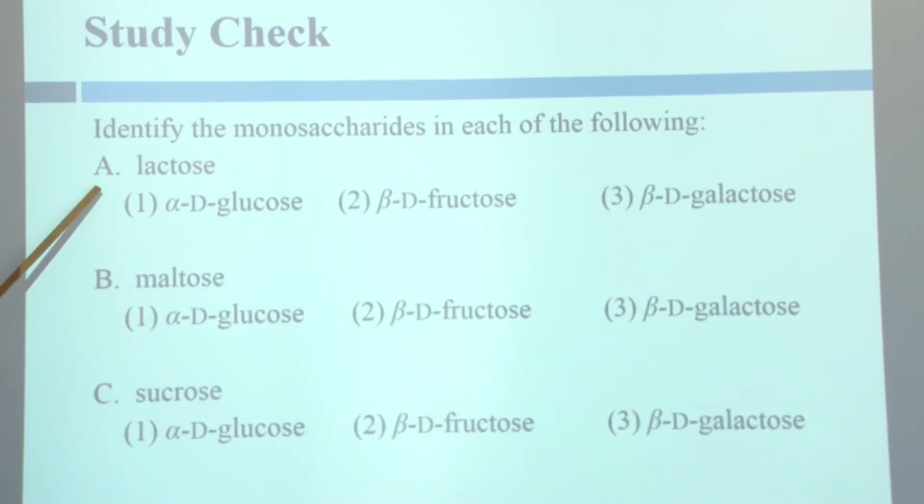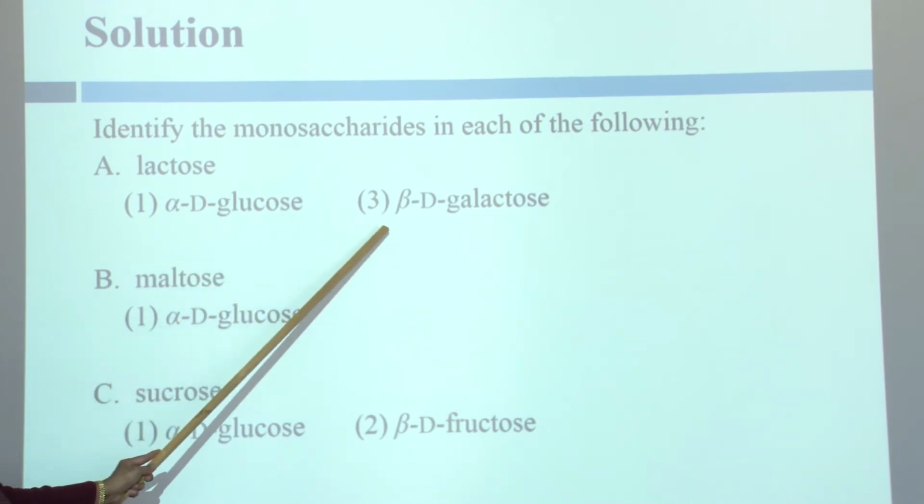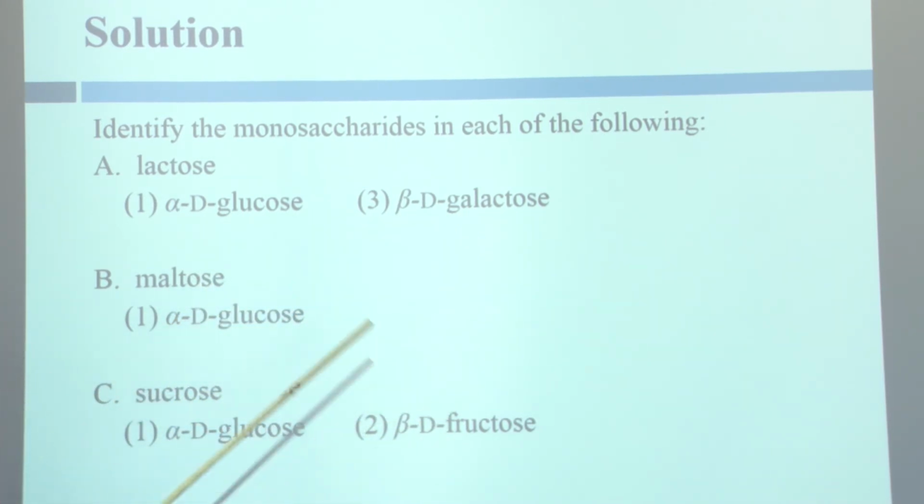So now we are going to identify the monosaccharide units in lactose, maltose, and sucrose. We have 3 options, and there are 2 that are present in each disaccharide. So we should be able to pick which are the 2 monosaccharides that make up these disaccharides. Lactose, the disaccharide in milk, is made up of alpha D glucose and beta D galactose.